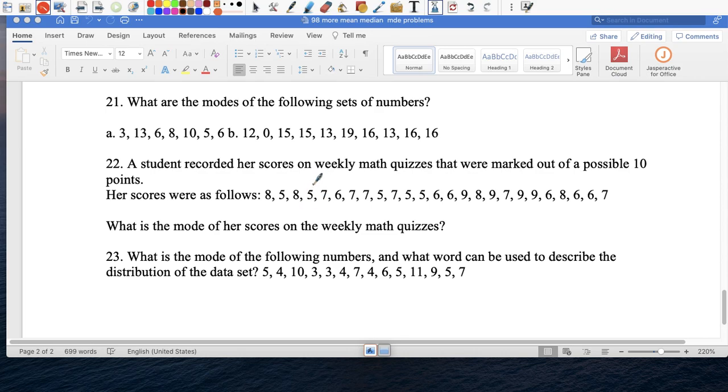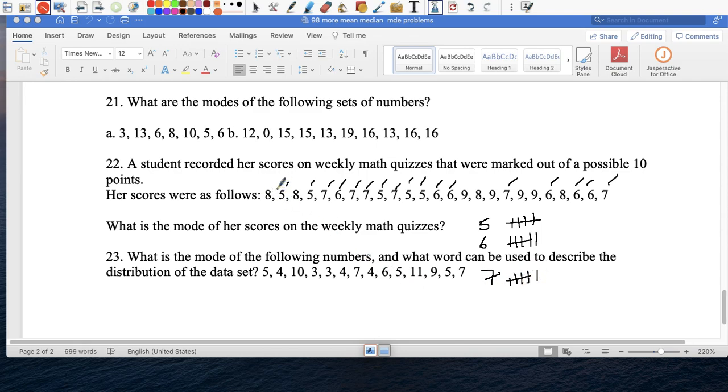5 shows up 1, 2, 3, 4, 5. So the 5 showed up 5 times. I'm going to use tally marks. The 6 showed up once, twice, 3, 4, 5, 6. So the 6 showed up 6 times. The 7 showed up 1, 2, 3, 4, 5, 6. So the 7 showed up 6 times.